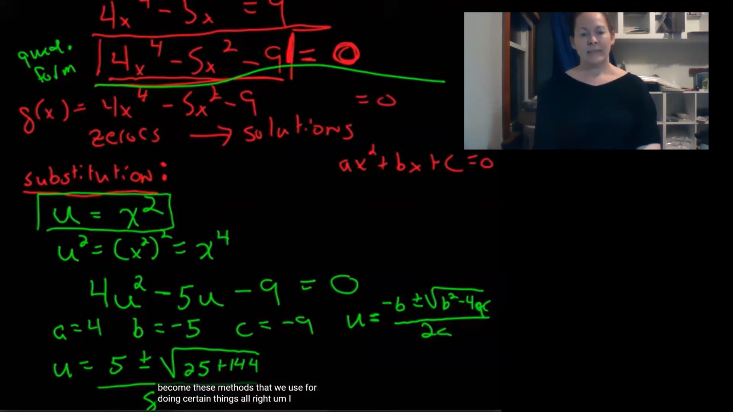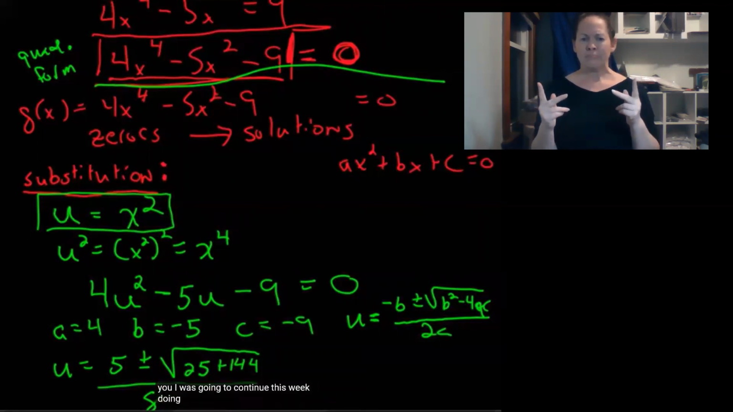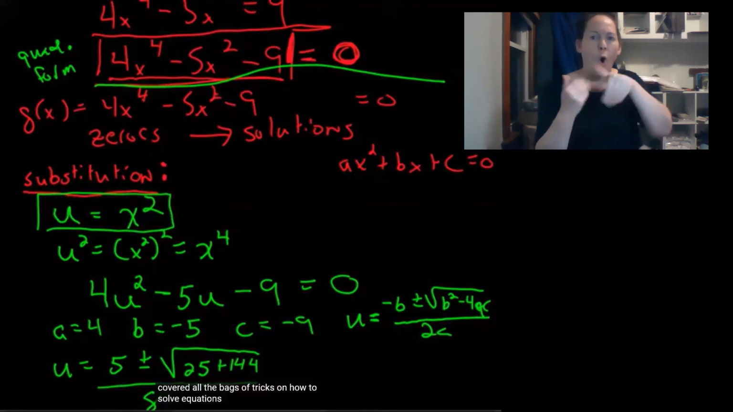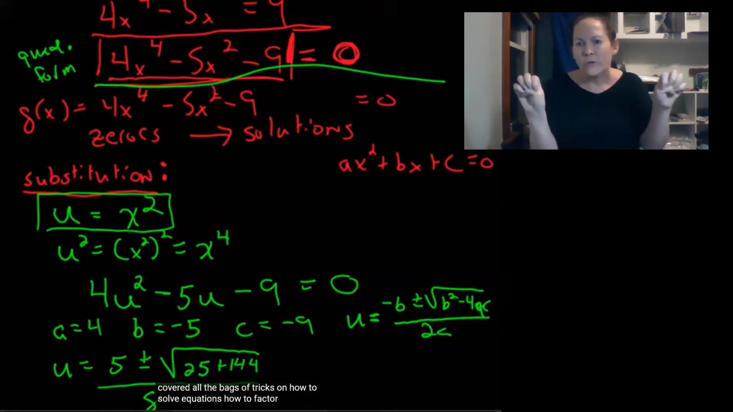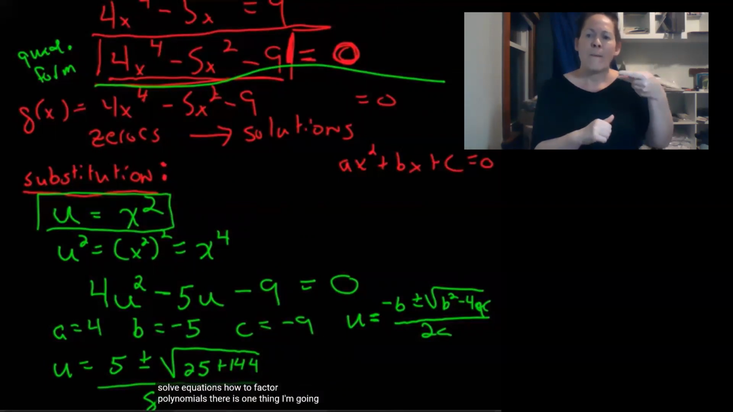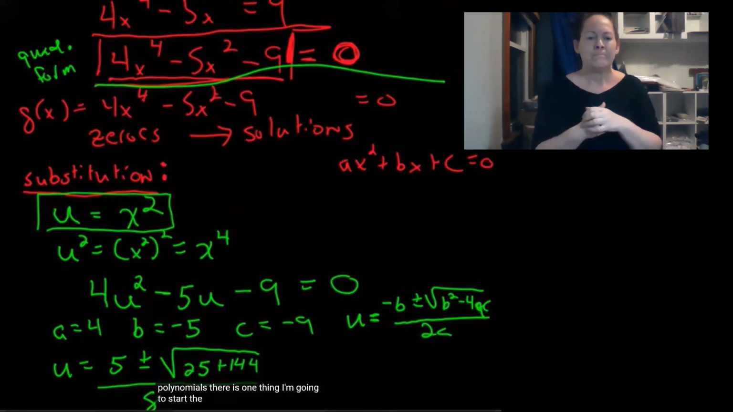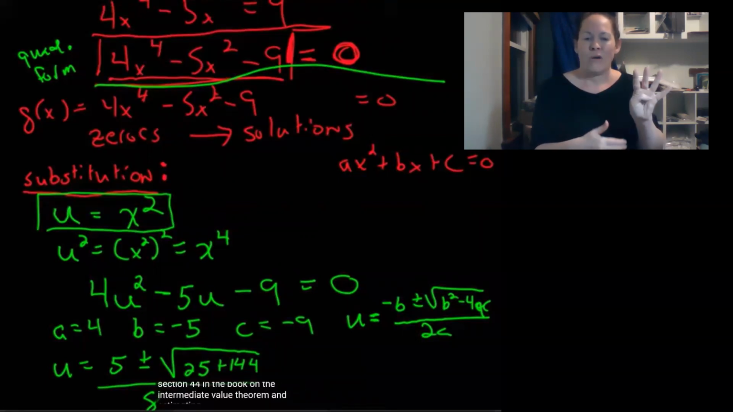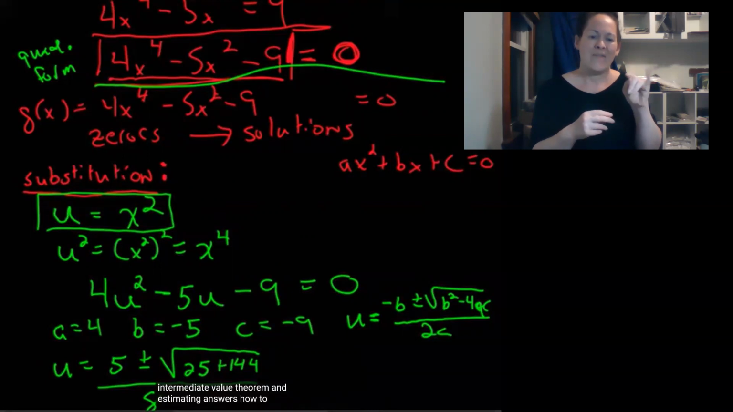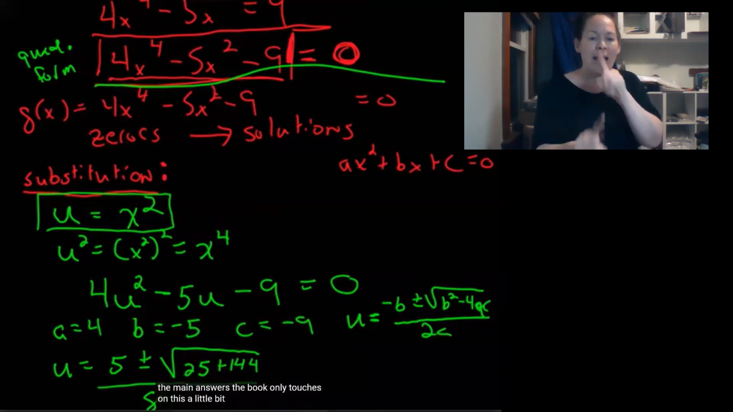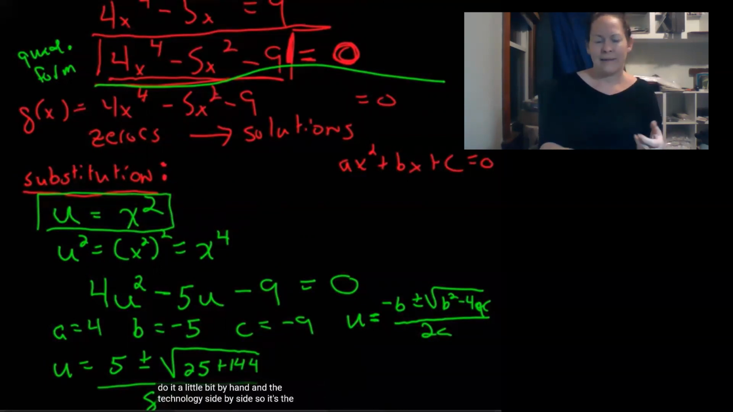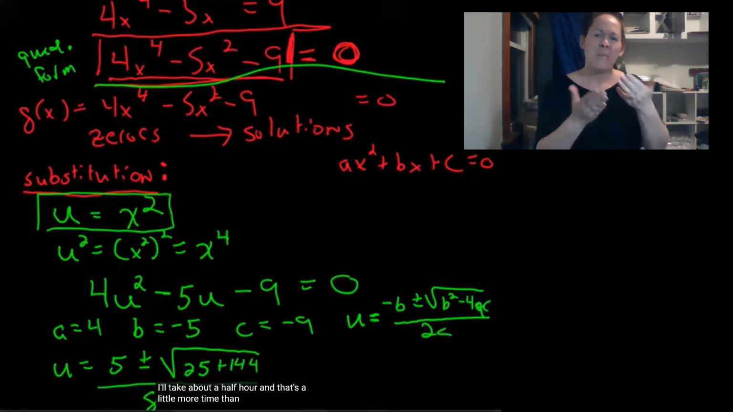All right, I told you I was going to continue this week doing chapter 4 up to section 5. We have covered all the bags of tricks on how to solve equations, how to factor polynomials. There is one thing I'm going to start the next class with, which is section 4.4 in the book on the intermediate value theorem and estimating answers. How to estimate answers. The book only touches on this a little bit, and it relies on technology. I'm going to show you how to do it a little bit by hand and the technology side by side. So it's going to take about a half hour, and that's a little more time than we have right now.